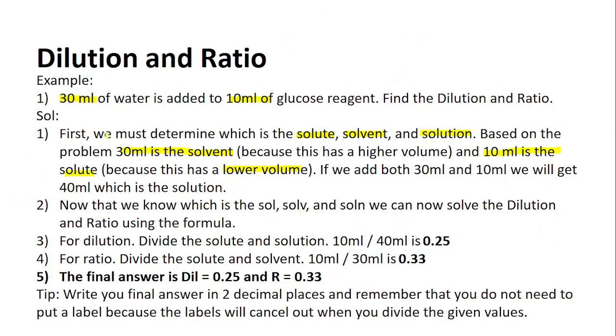So, 30 ml is the solvent because it has a higher volume, higher value, or higher amount. 10 ml, on the other hand, is the solute because it has a lower volume, lower value, lower amount. Now, to get the solution, we just add. If we add both 30 ml and 10 ml, we will get 40 ml, which is the solution.